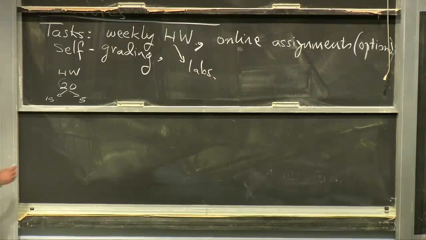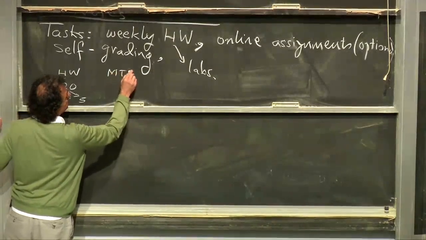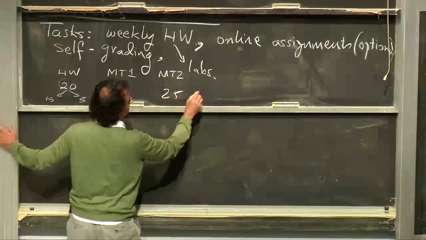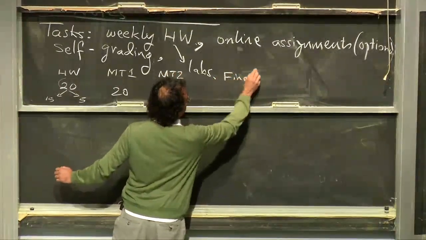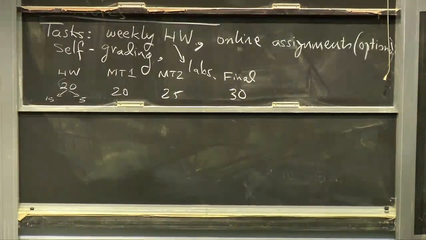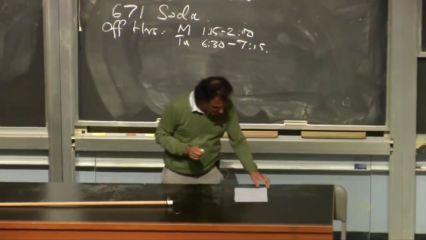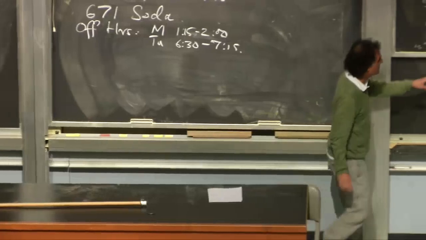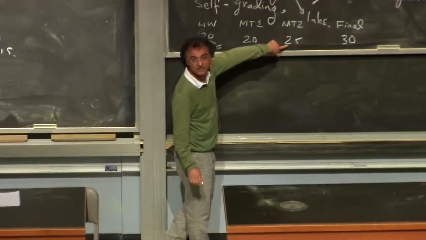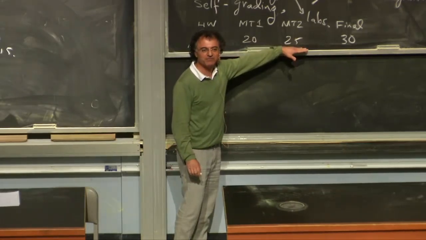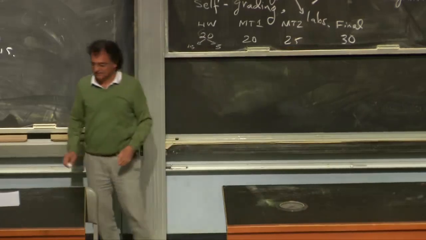There's midterm 1, which is 20, midterm 2, which is 25, and the final, which is 30. Okay. Now, there are dates for the midterms which are on the web page. I think midterm 1 might be February 17th, and midterm 2 might be March 31st. Okay.